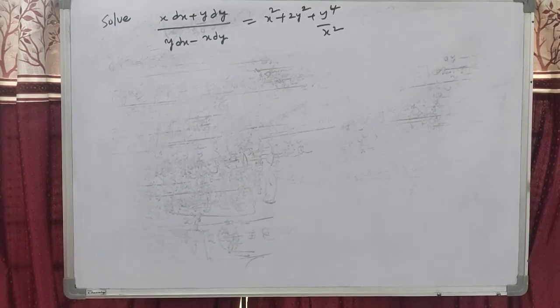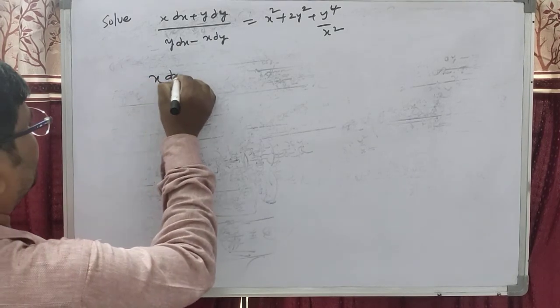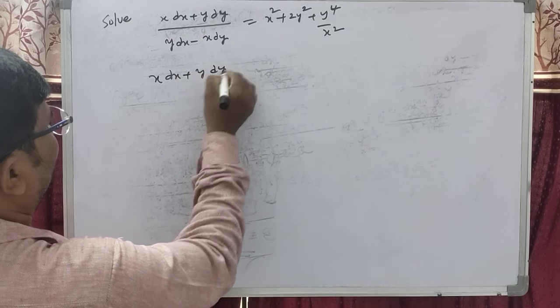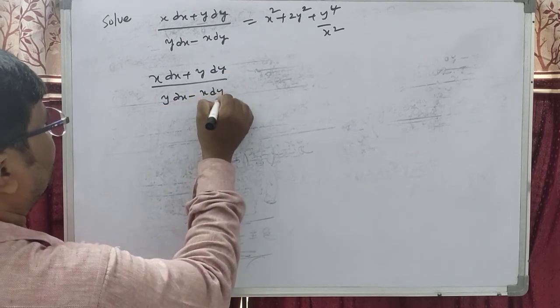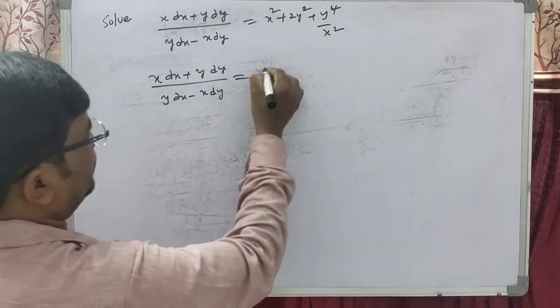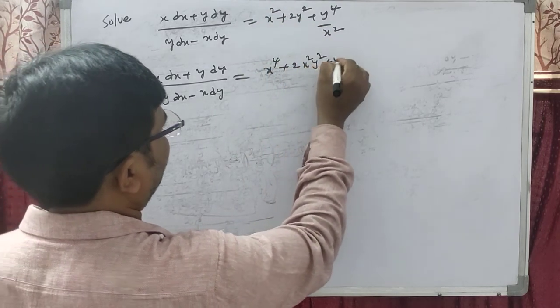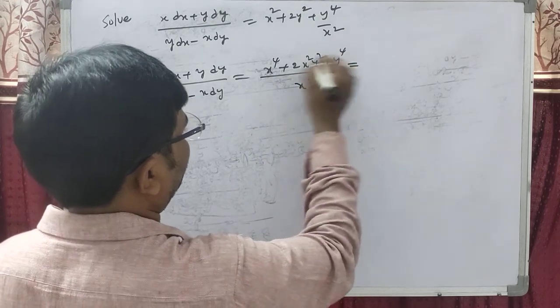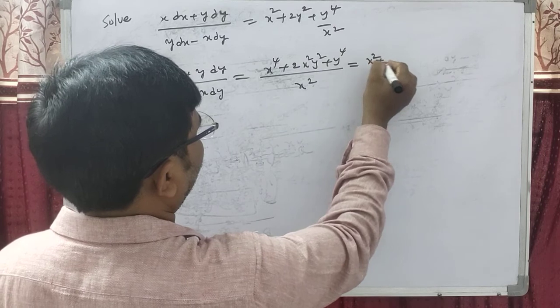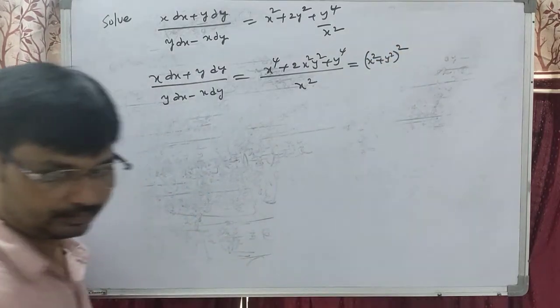My dear students, I will take one more question. x dx plus y dy over y dx minus x dy. Dear students, this is x power 4, 2x square y square, y power 4 by x square. This can be written as x square plus y square whole square.